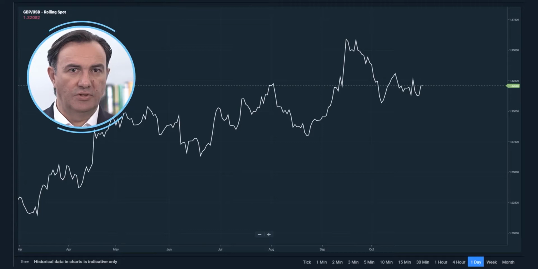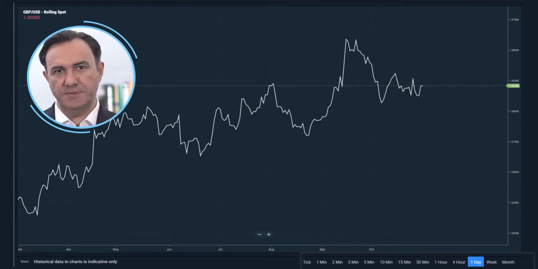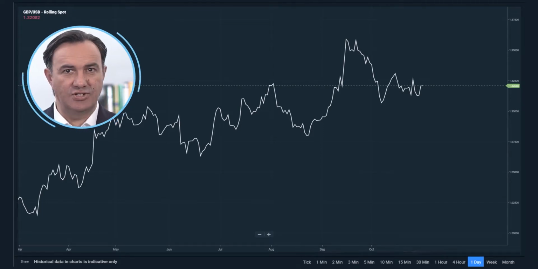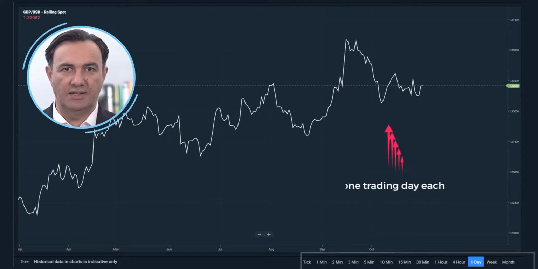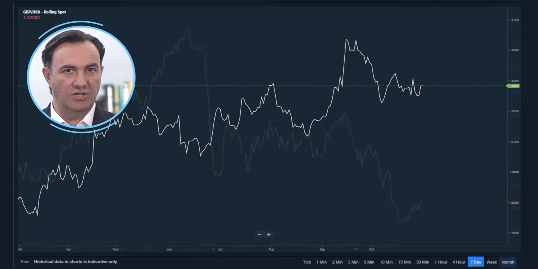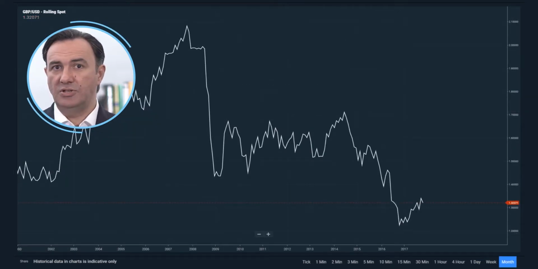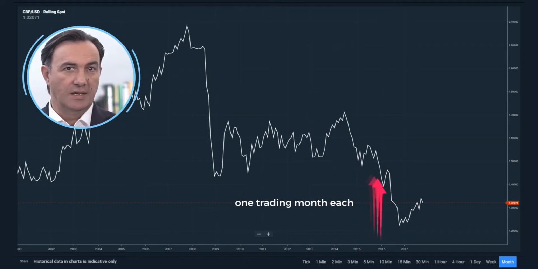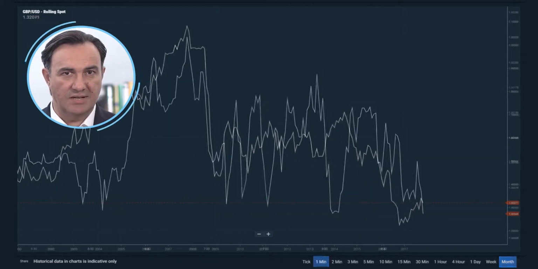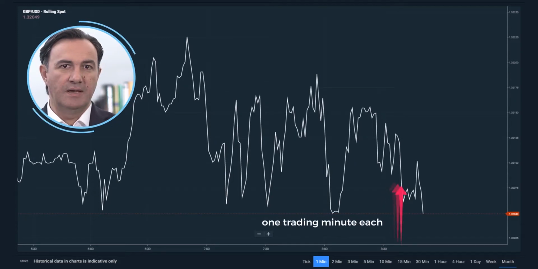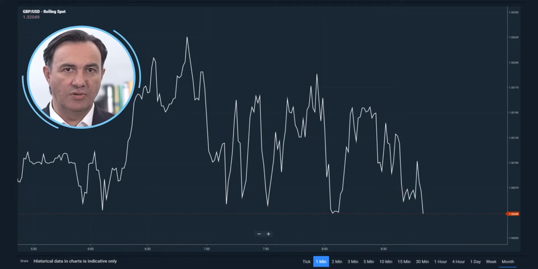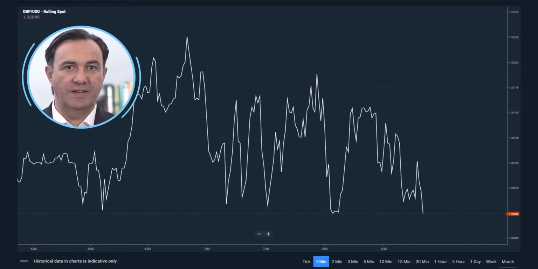If you look here, you'll see the time frame. This particular chart is a daily chart, which means each data point represents a full trading day. If I change it to monthly, each data point represents a full trading month. If I show you a minute chart, then each period is a minute. Remember, for all the charts that I'm showing you, it's still the same financial instrument.